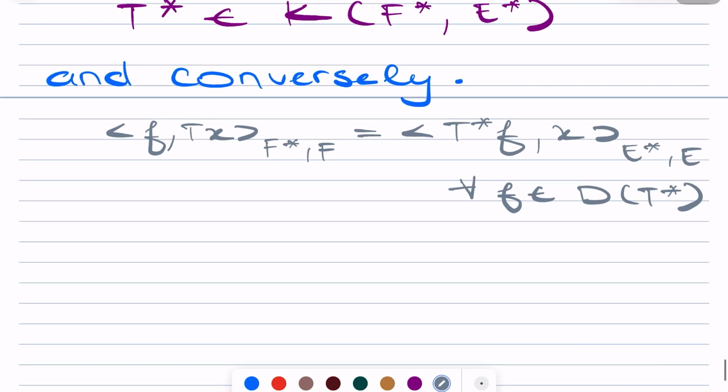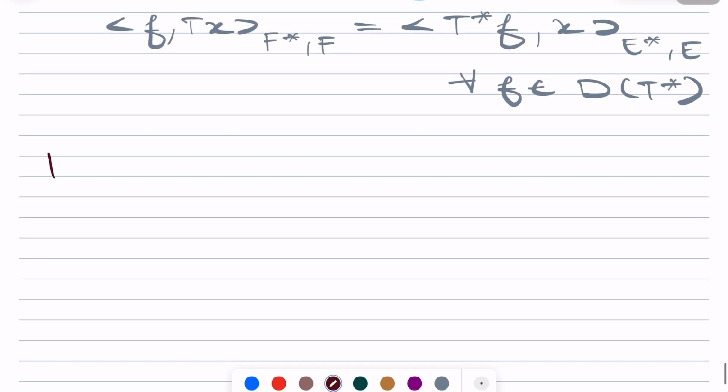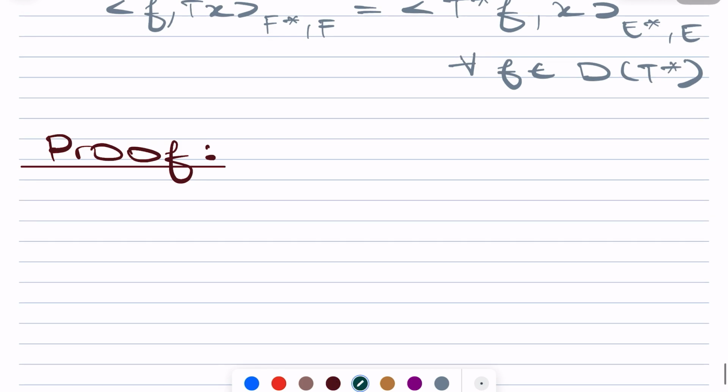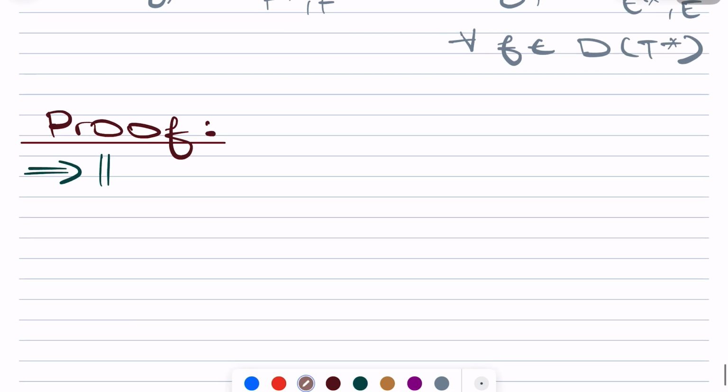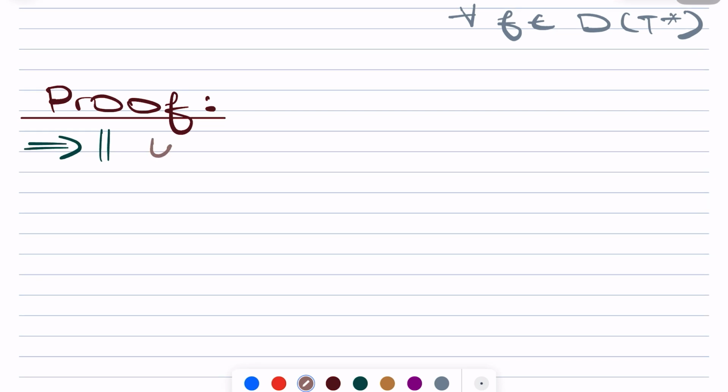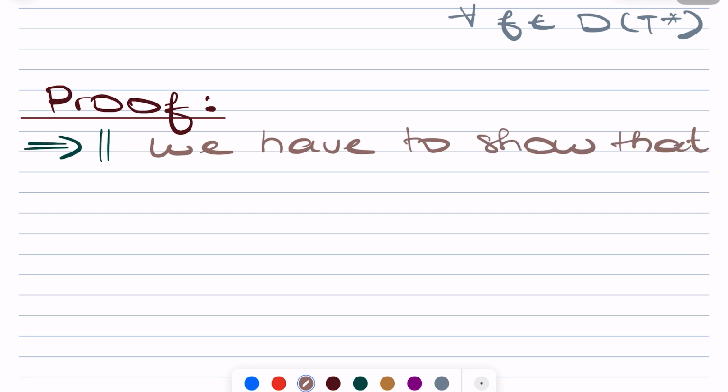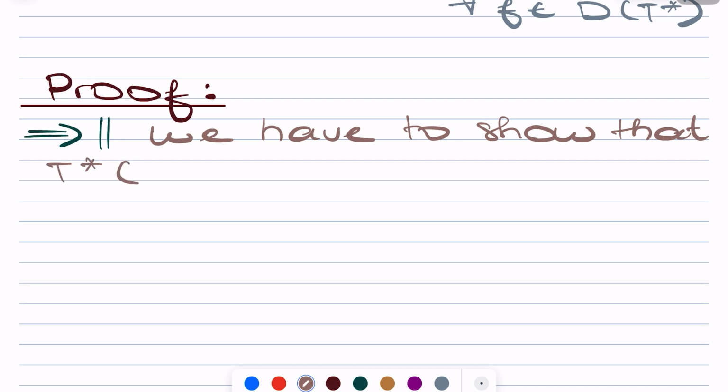Okay, so let's go into the proof. So we'll start this time with the most difficult part, and go back to the easiest part. Okay, so let me just recall what we have to show. We have to show that the image of the closed unit ball in F star under T star has compact closure.